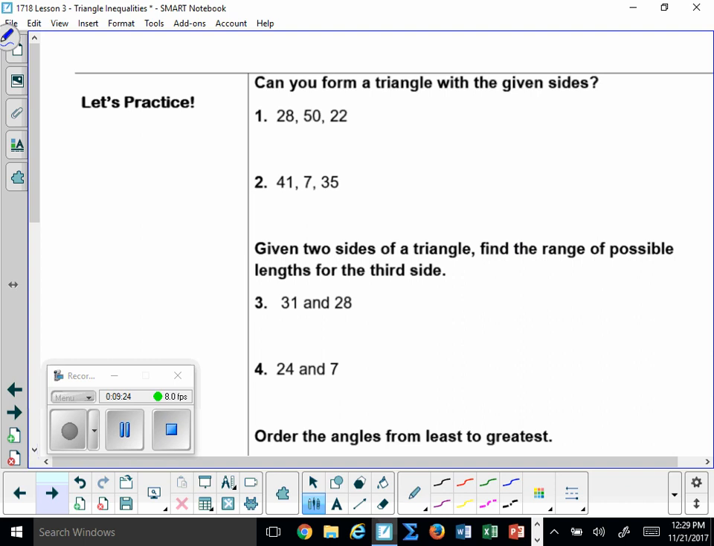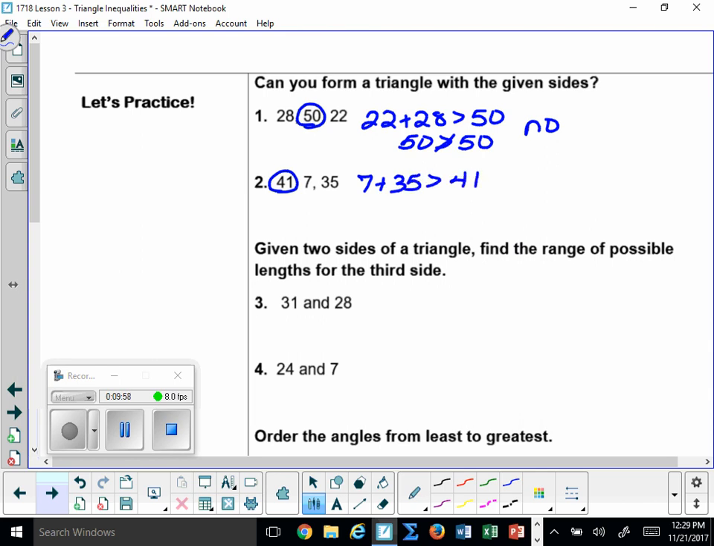So let's practice here. Can you form a triangle with the given sides? So I need to identify the longest side, and I need to add the other 2 and see if they are greater than that longest side. Is 50 greater than 50? No. Okay, identify your longest side and see if the other 2 add up to more than the longest. 42 is greater than 41, so yes.